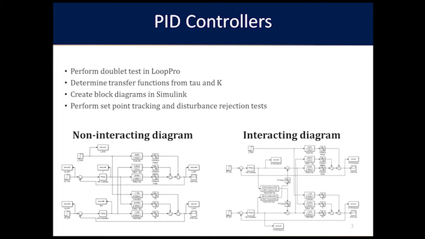To simulate our distillation column, we first created a block diagram in Simulink. We first performed a doublet test in LoopPro to get our tuning parameters. After we got that, we put that into our transfer functions, and from the IMC correlations we got our tuning parameters for our PID controllers. We also added the dead time in both our non-interacting and interacting processes. After we added the feed-forward controller in our interacting process, we did a set point tracking and disturbance rejection test in both our processes.